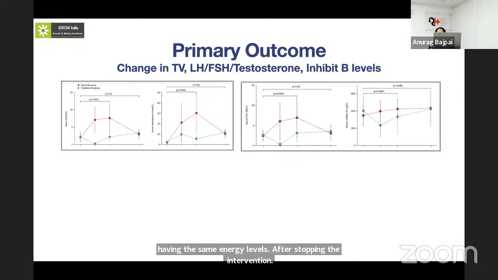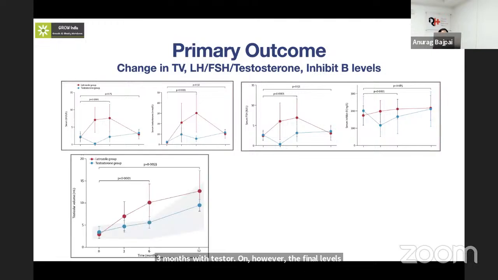Similarly, for the FSH levels were higher with the aromatase inhibitor group. And if you look at the inhibin B levels, they were slightly low at 3 months with testosterone. However, the final levels were comparable in both the groups. Looking at the testicular volume, it was shown to be higher throughout the course of intervention as well as post-intervention in the aromatase inhibitor group compared to the testosterone arm.